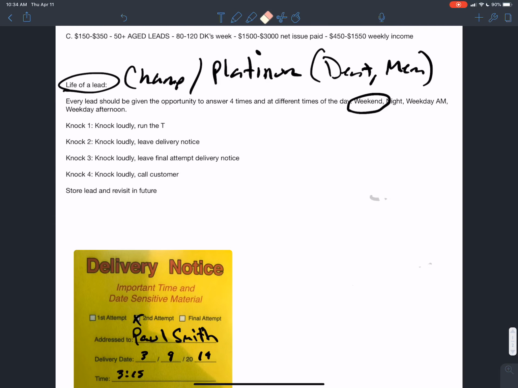Let me clean this up a little bit. Okay. Every single lead needs to be knocked on the weekend, a night, which is like 7 to 9 p.m., a weekday in the morning, okay, and then a weekday in the afternoon, which is 3 to 6 p.m. area, just afternoon. Do not just go and work your leads at the same time every day, guys. What's the definition of crazy? If you do the same thing over and over and you expect different results. You got to work your lead at 4 different times: a weekend, a late night, a weekday morning, 9 a.m. to noonish, and then sometime in the afternoon.